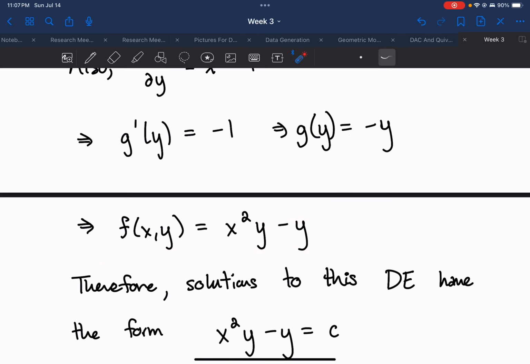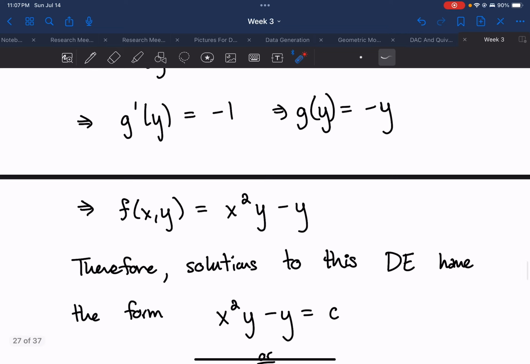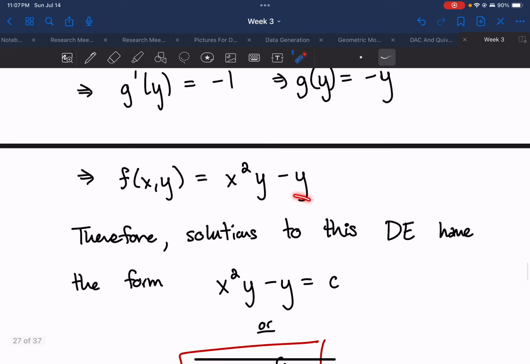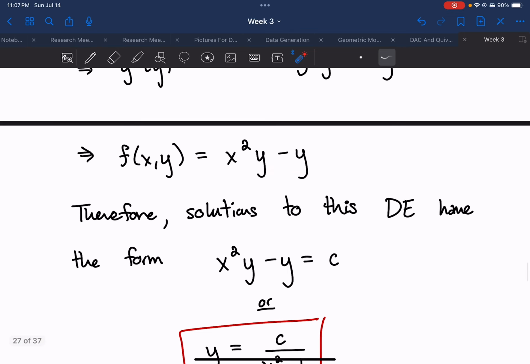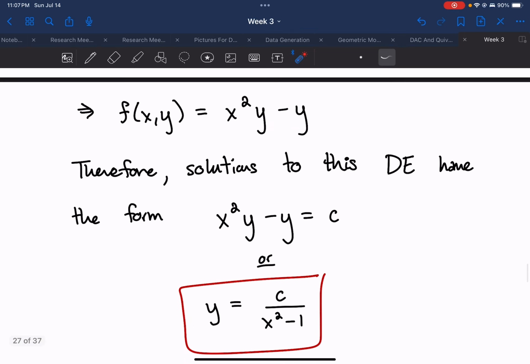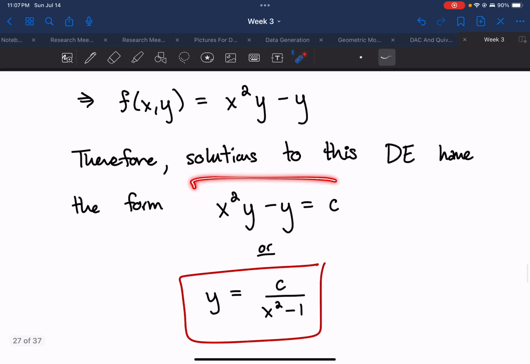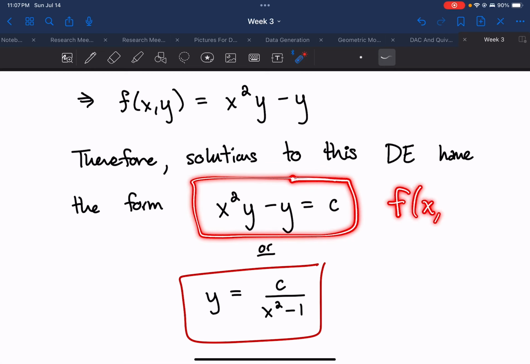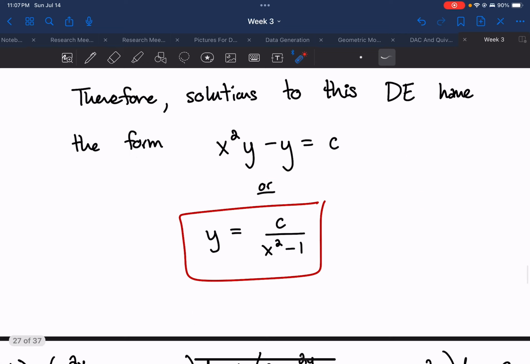Last step. We cannot forget. This is not what the solutions look like. This is just a function. Solutions to this differential equation look like this: f of xy equals a constant. Okay.